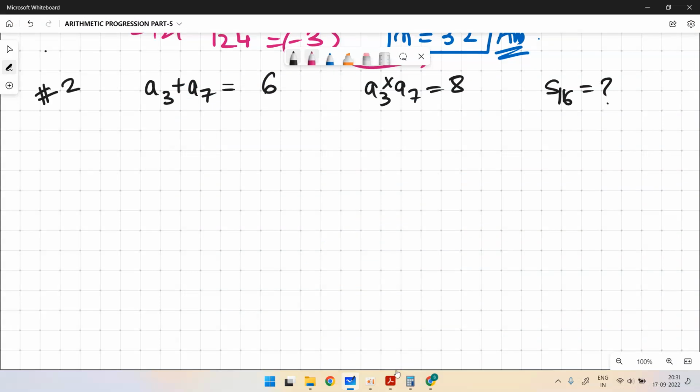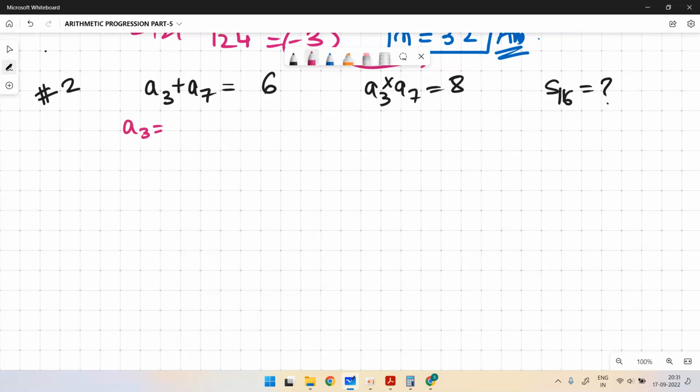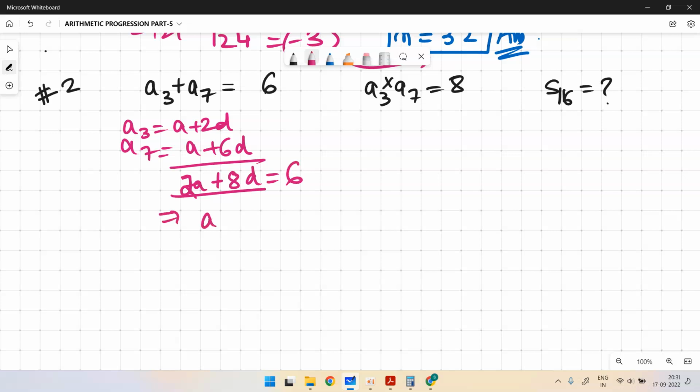Now you can see from here that a3 is a plus 2d, and a7 is a plus 6d. So this sum is given. If you add these two, it is 2a plus 8d, given to be 6, which implies that a plus 4d is given to be 3. This is my first equation.